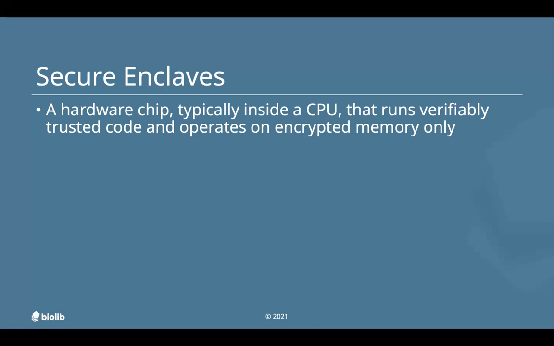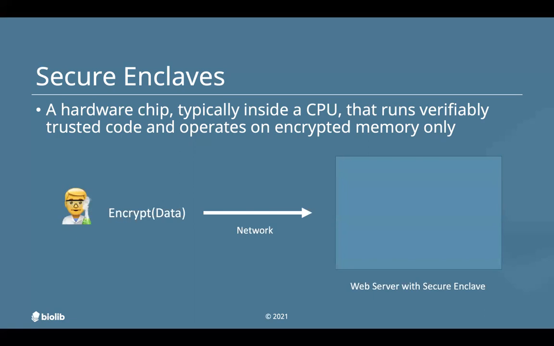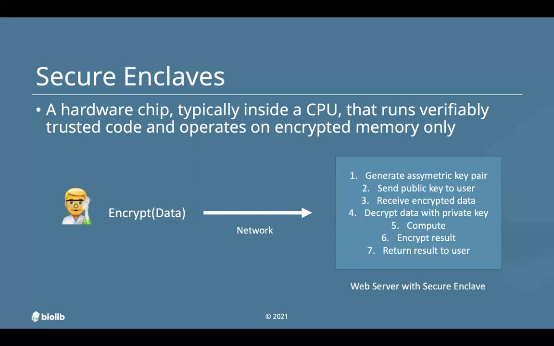So how does it work in practice? Well, such a chip exists, and it is in all modern computers. On the left here, again, I have the data, and on the right, we have the web server with the secure enclave chip this time. Inside this chip, we can generate an asymmetric key pair. We can send the public key back to the user. They can encrypt the data using the public key and send it back over the network. The hardware chip will then receive the encrypted data. It can decrypt it because it generated the asymmetric key pair inside itself. It can now just do compute on it, and see the decrypted data. It can re-encrypt it and send it back to the user.